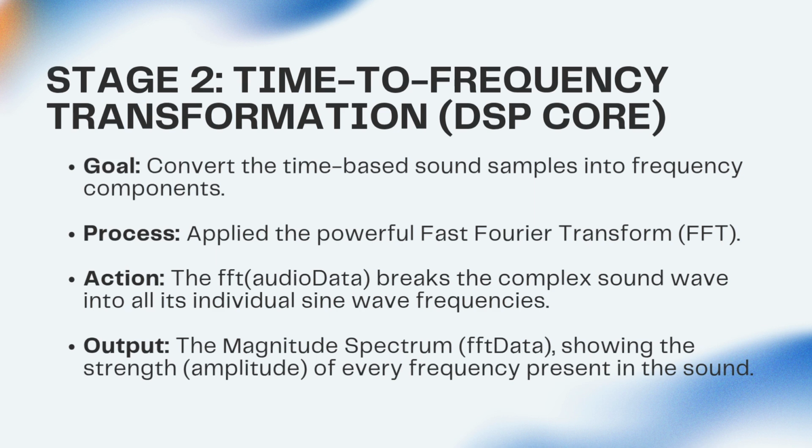Stage 2: Time to frequency transformation. Stage 2 is the core of our digital signal processing (DSP) engine. Our goal is to convert the time-based audio samples into their individual frequency components. The Fast Fourier Transform takes that complex sound wave and mathematically breaks it down into all the individual sine wave frequencies that make it up. The output is the magnitude spectrum. This is a graph that shows us the strength or amplitude of every single frequency present in the sound.